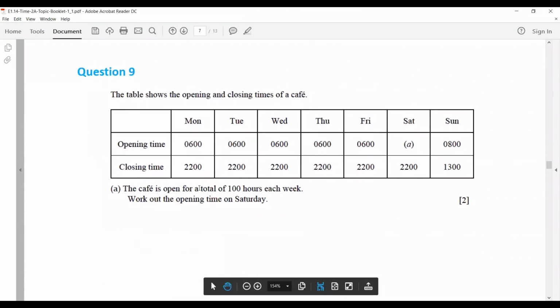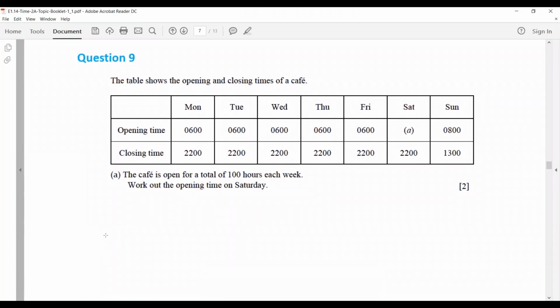Question number 9. Again, we're provided with a table. That's the basically time schedule for opening and closing of a cafe this time. Okay, is open for a total of 100 hours each week. Work out the opening time on Saturday. All right. So that's a nice question. It's a little bit different from the previous table. So here we don't have the opening time, but we've given the total number of hours that this cafe is open. And so far in previous question, we've been asked to find it.